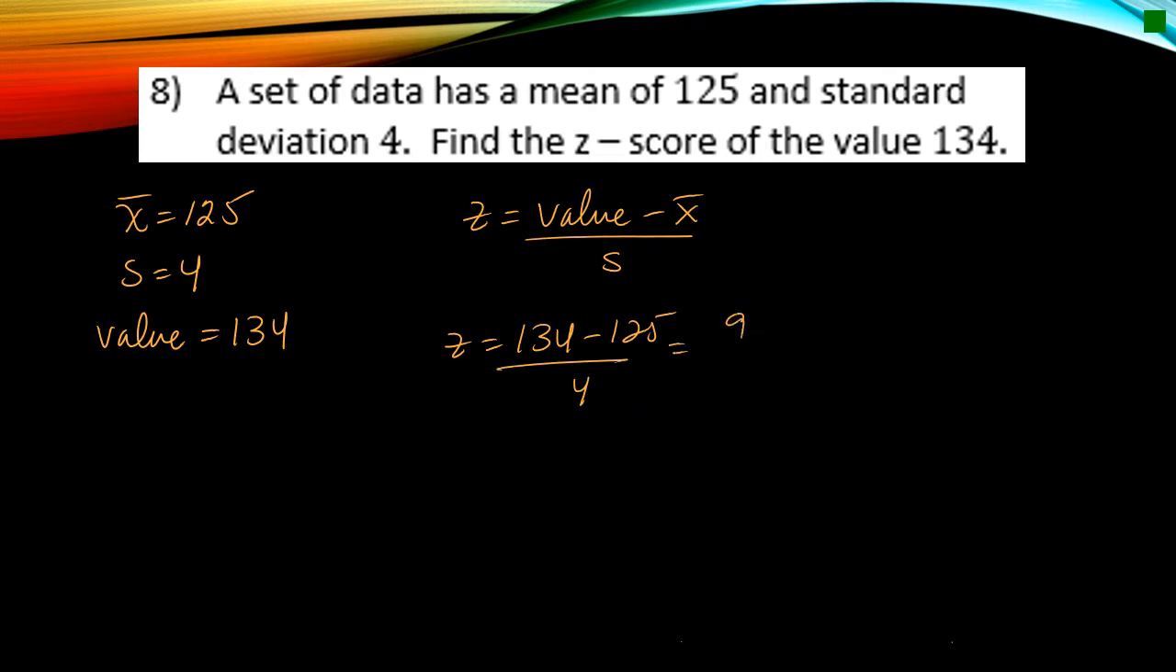134 minus 125 is 9, and when you divide that by 4, you get 2.25. So again, we didn't have to round to 2 decimal places because it automatically was.